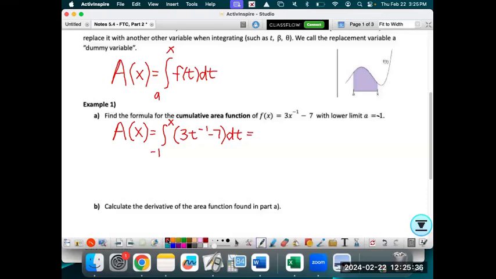The antiderivative of 3t to the negative 1 is 3 ln absolute value of t, and then minus 7t. Plug x into it. So go ahead and evaluate your antiderivative. You're going to do upper bound minus lower bound. Remember that.